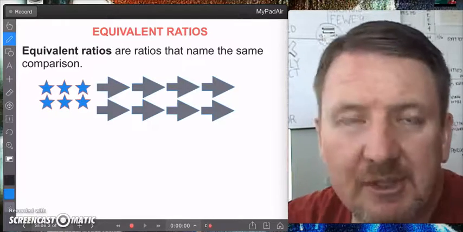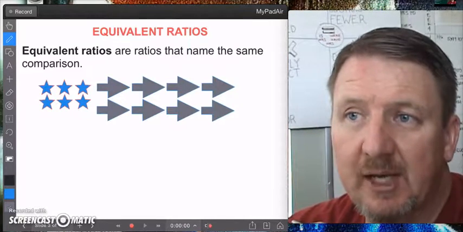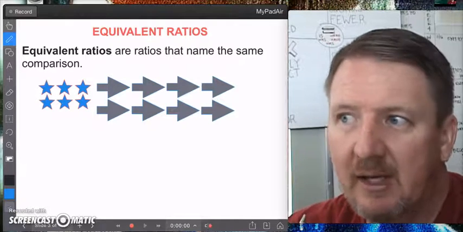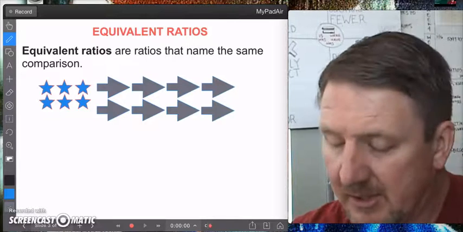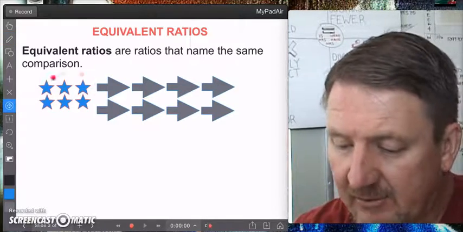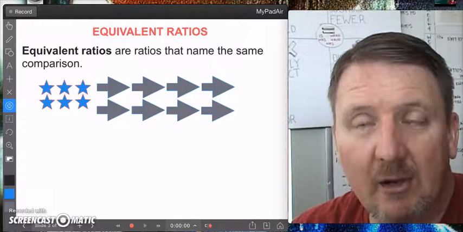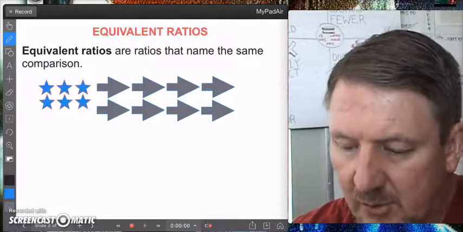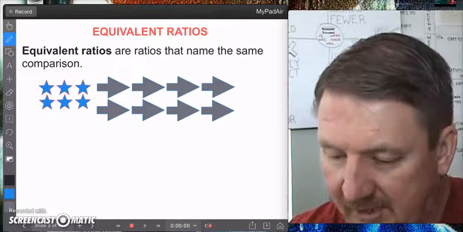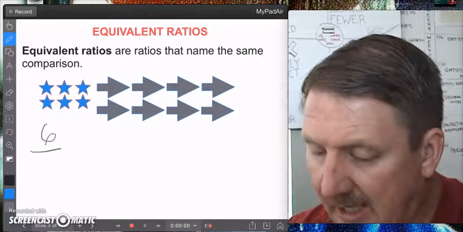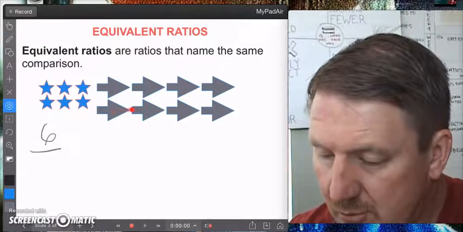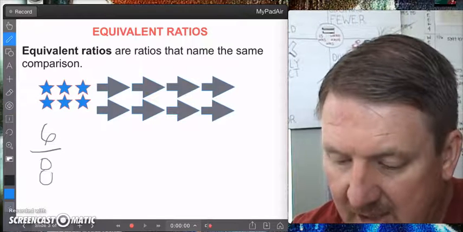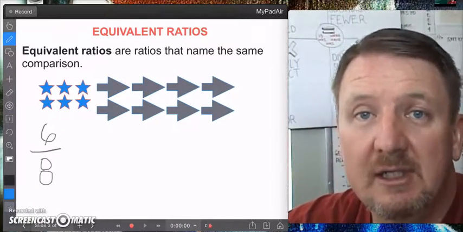The next thing I want to mention to you is equivalent ratios. Equivalent ratios are ratios that name the exact same comparison. In this particular example, I have stars and I have arrows, and I want to compare the number of stars to the number of arrows. The first and most obvious thing is just to count the number of stars. I have 6 stars. And let's count the arrows, 1, 2, 3, 4, 5, 6, 7, 8 arrows. So my initial comparison would be 6 stars to 8 arrows.